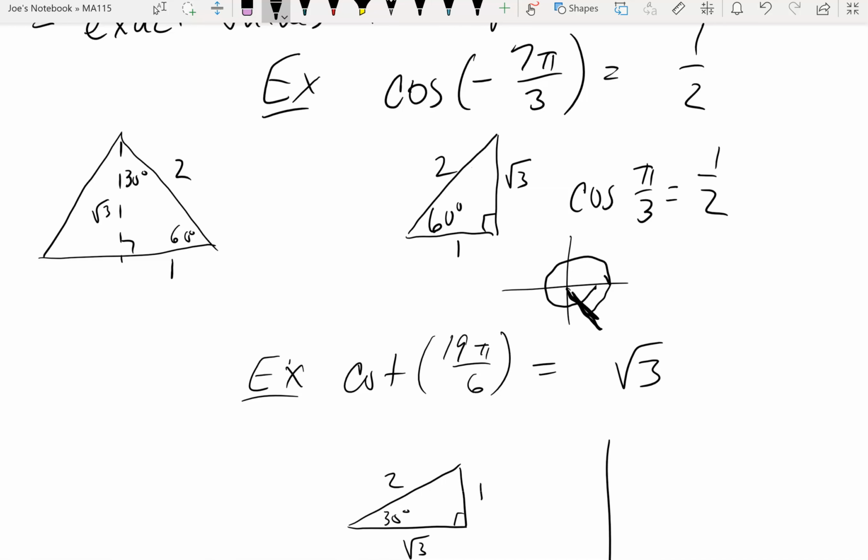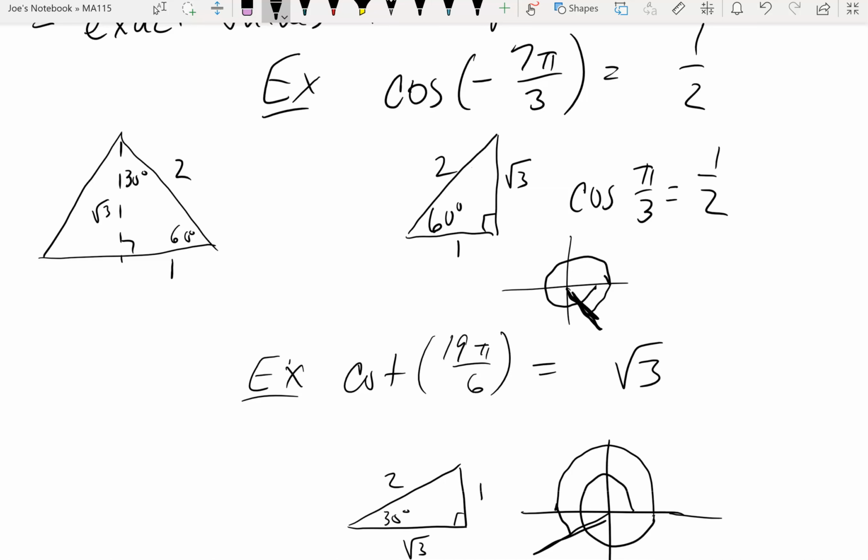Okay. So again, where do we end up? All the way around is 2 pi, which is how many pi over 6s? 12, right? So I've got 7 more to go. Halfway around again is 6 pi over 6, so that's 18 of them. So I've got to go one more. What quadrant are we in? 3? So is it positive or negative? Positive.